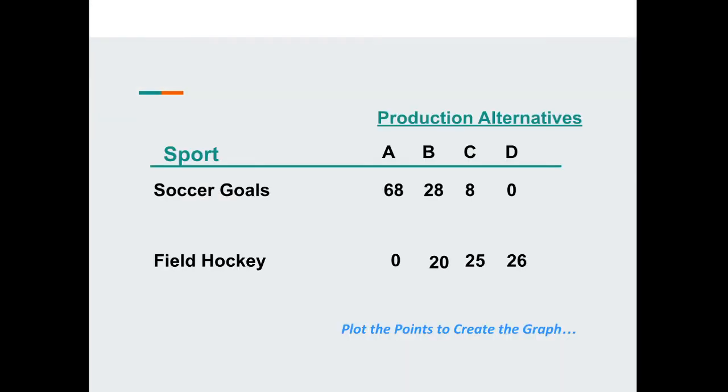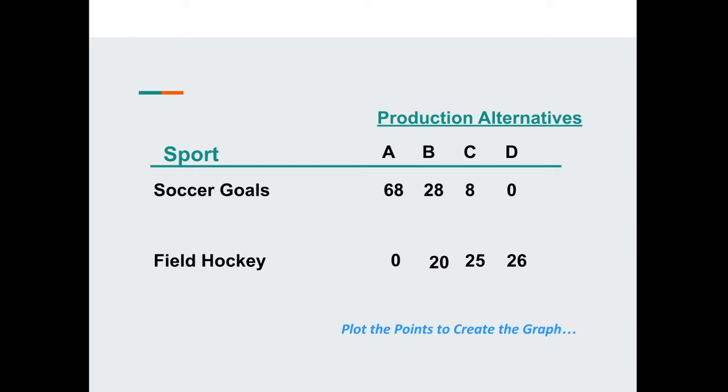So let's look at this. We have 68 goals is what? So Val scored 8, Viv scored 20, and Emma scored 40 for a total of 68 soccer goals, which means neither of them are playing field hockey. Okay, so we have 68 soccer goals, 0 field hockey.